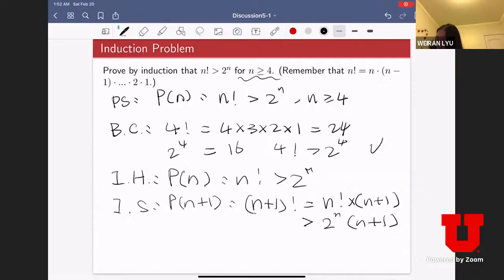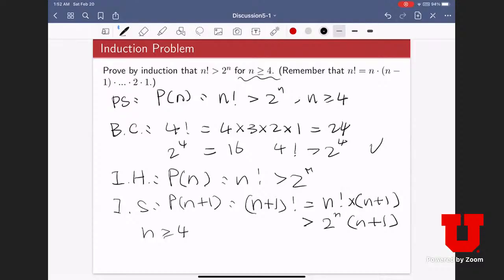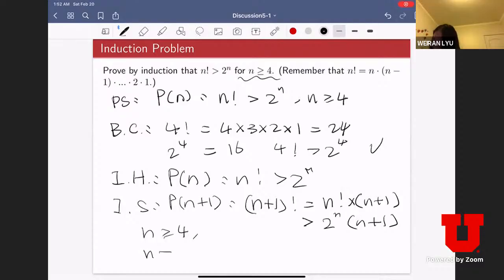Think about the choices for n. n has to be greater than or equal to 4. What does that imply about n+1? That it's greater than 2. Exactly. So we know that n is greater than or equal to 4, and thus n+1 has to be greater than 2. So we can rewrite this as greater than 2 to the n times 2, and that's just 2 to the n+1. And you're done with the proof.